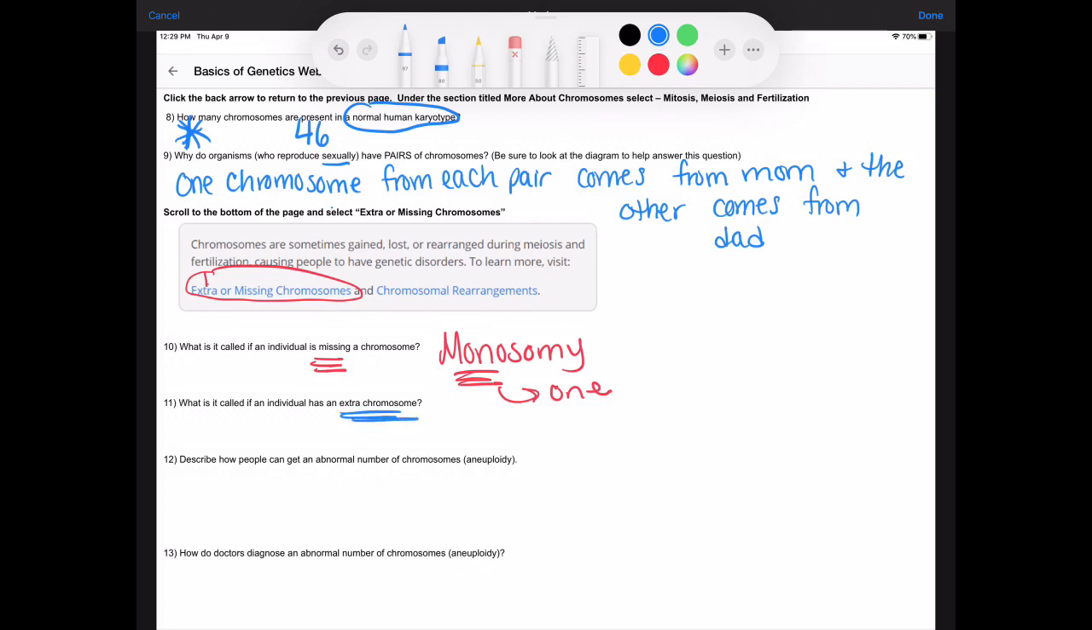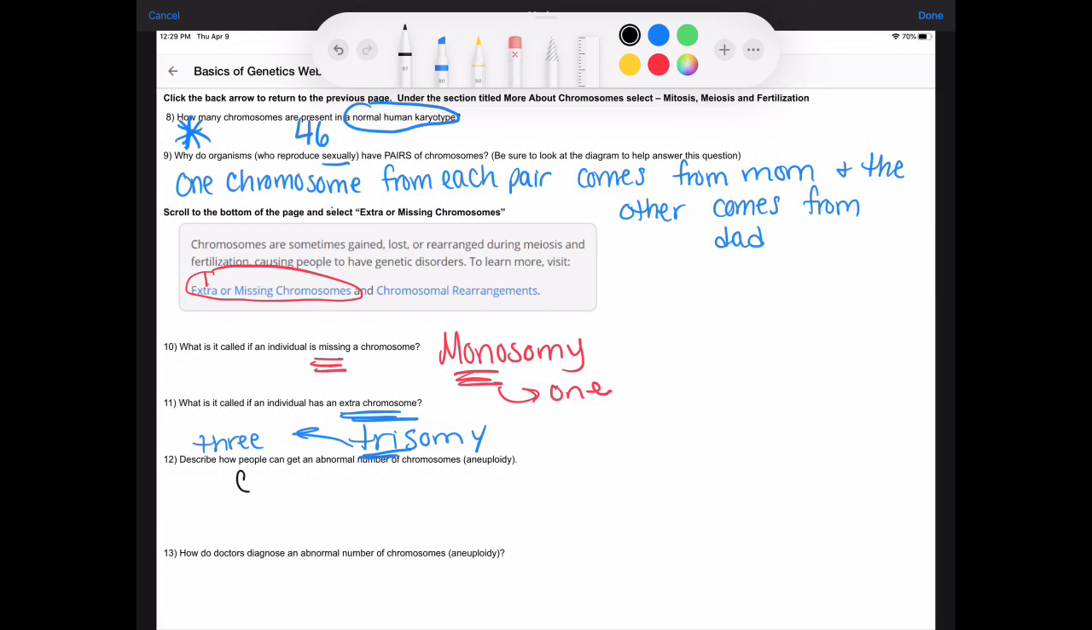And then what happens if they have more than that, an extra chromosome? That would be like in the case of Down syndrome, where they have 3 of chromosome 21, and that's called trisomy, and tri means 3. Like a tricycle, tri is the prefix for 3. Tricycle has 3 wheels.